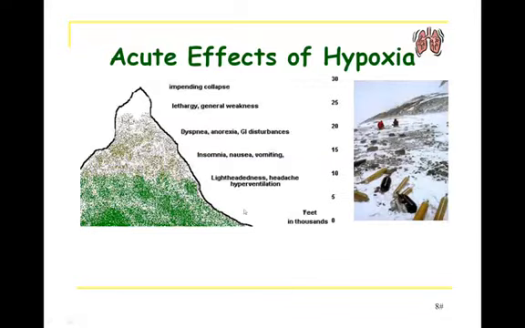Now this picture shows you some of the acute effects of hypoxia. You can see there can be crossover here, so it's not like you only get difficulty breathing at 20,000 feet above sea level. You can get a mixture of these as you ascend to higher and higher altitudes.